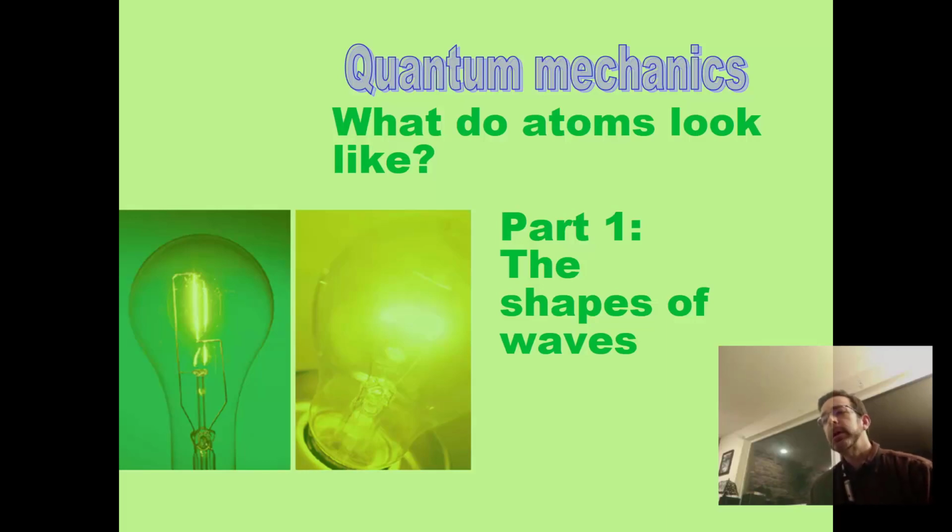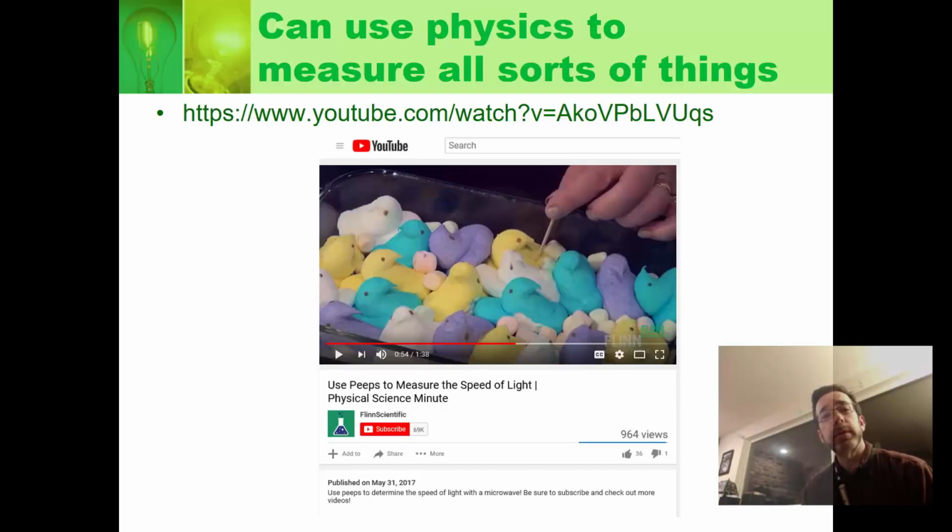And so, to answer the question of what do atoms look like, we actually don't want to start by talking about the shapes of particles. The shapes of particles is they are what they are. But we really want to start talking about the shapes of waves, because electrons are both particles and waves at the same time. And to understand what atoms look like, you have to understand what the shape of an electron is.